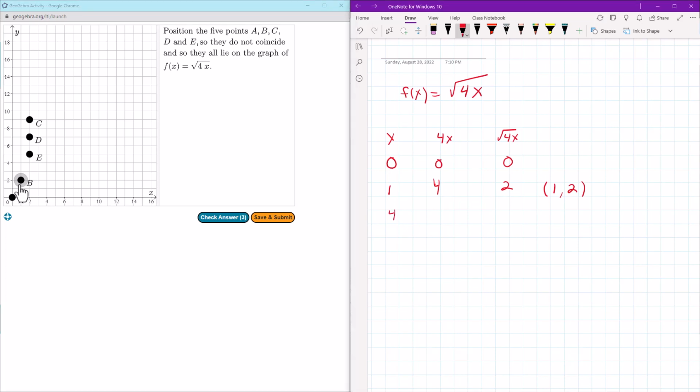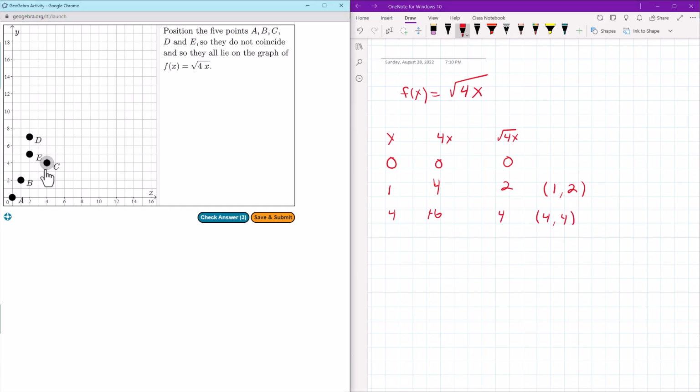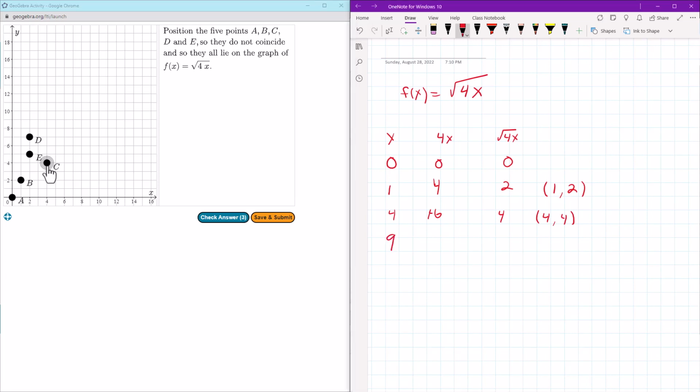Why is that? Well, because 4 times 4 is 16, and the square root of 16 is 4, and that will give us the point 4, 4. Okay, so we can take C, and we can put that at 4, 4. All right, the next perfect square is 9. 9 times 4 is 36. The square root of 36 is 6. So that gives us the point 9, 6.